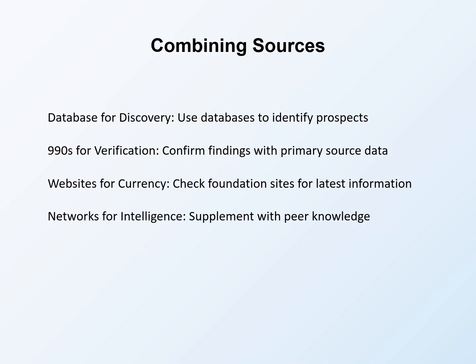990s for verification: use primary source tax return data to confirm and deepen database findings. If a database says a foundation funds youth programs, verify by examining their grant list in the 990. If the database shows typical grant sizes, verify against actual grants listed. Primary sources provide ground truth.